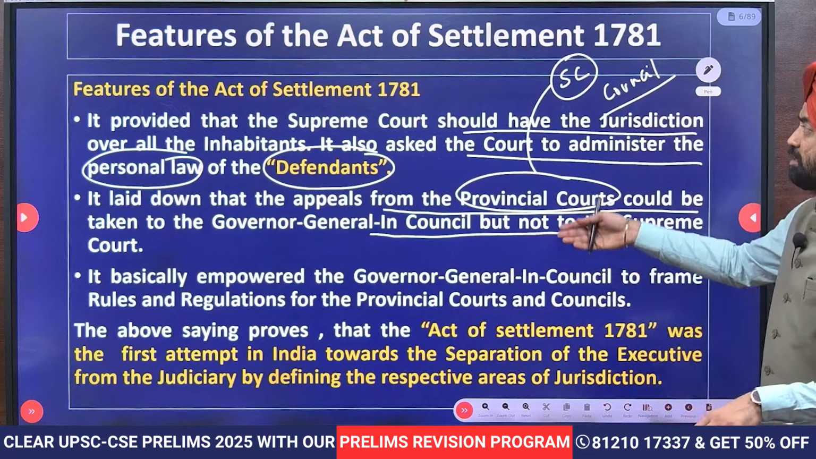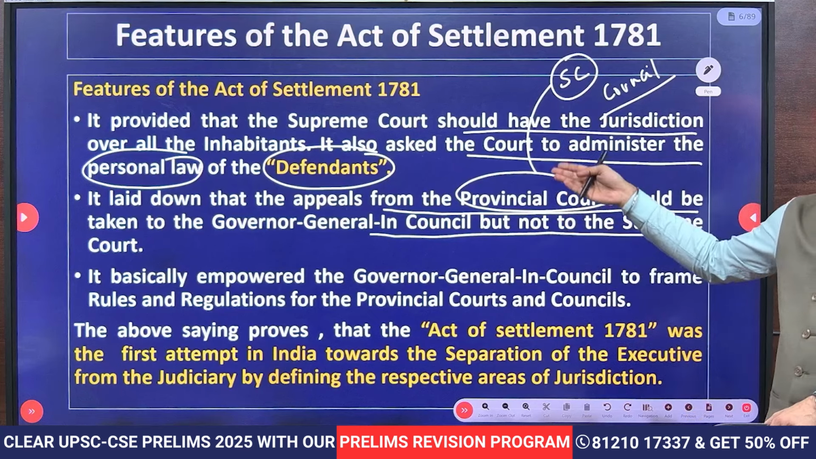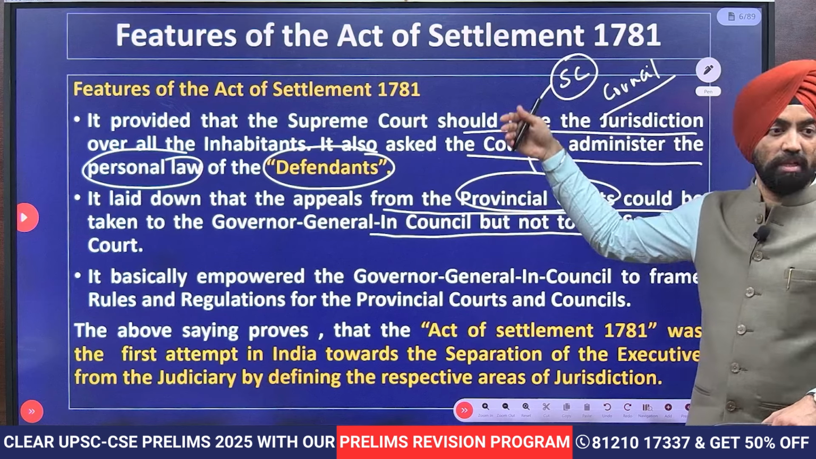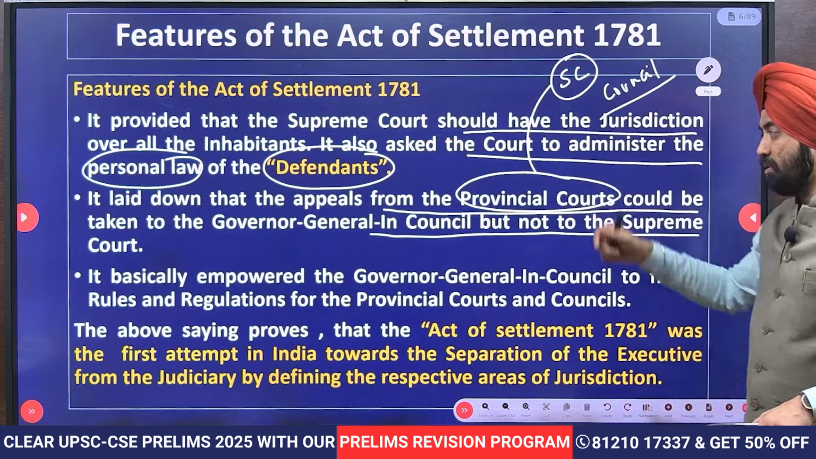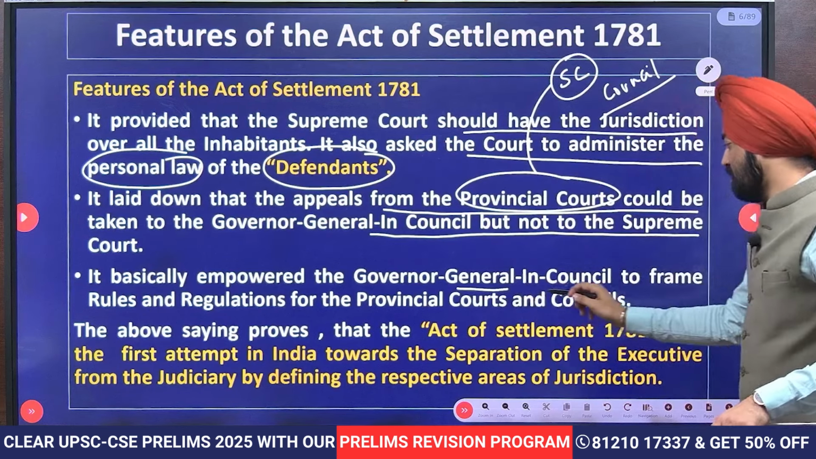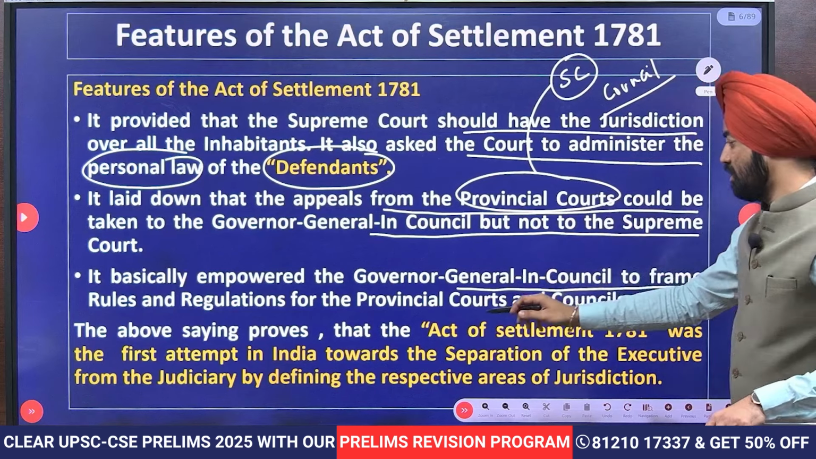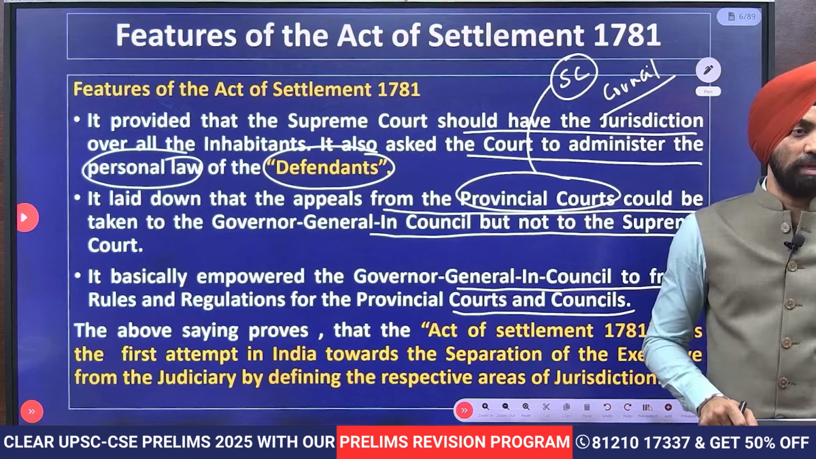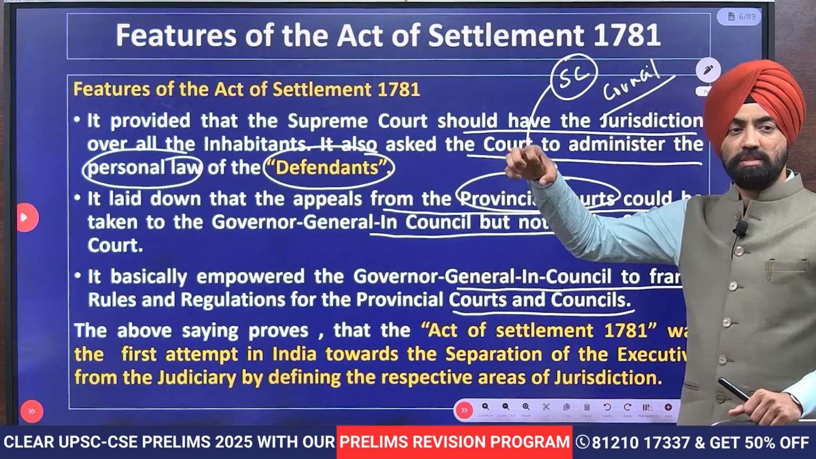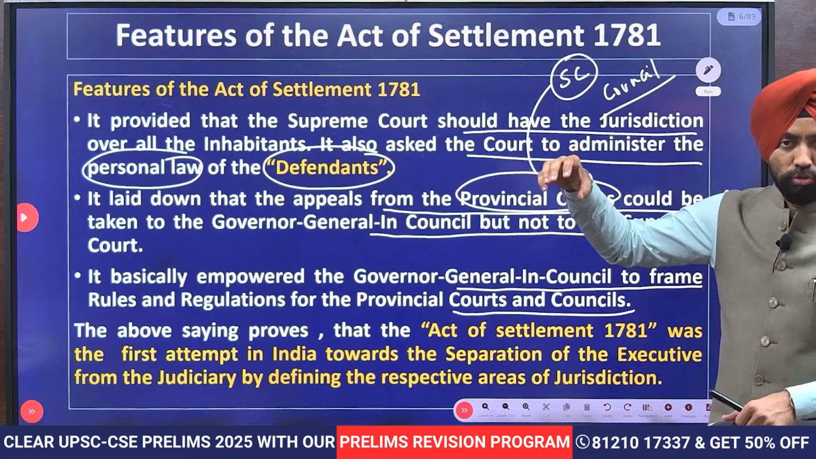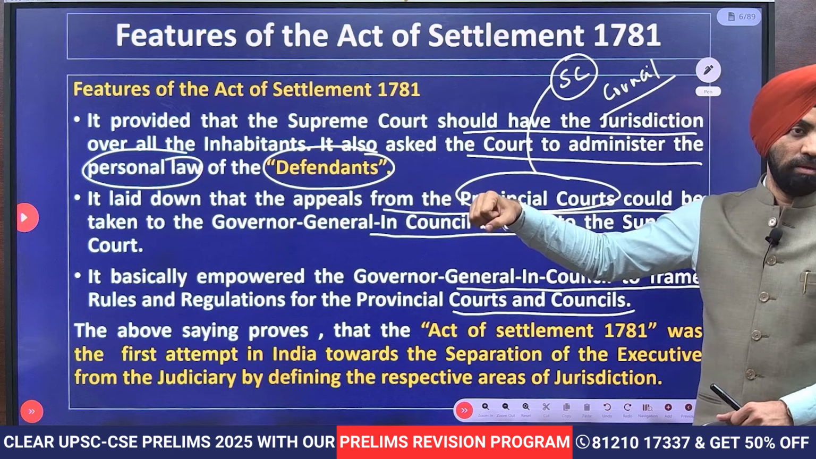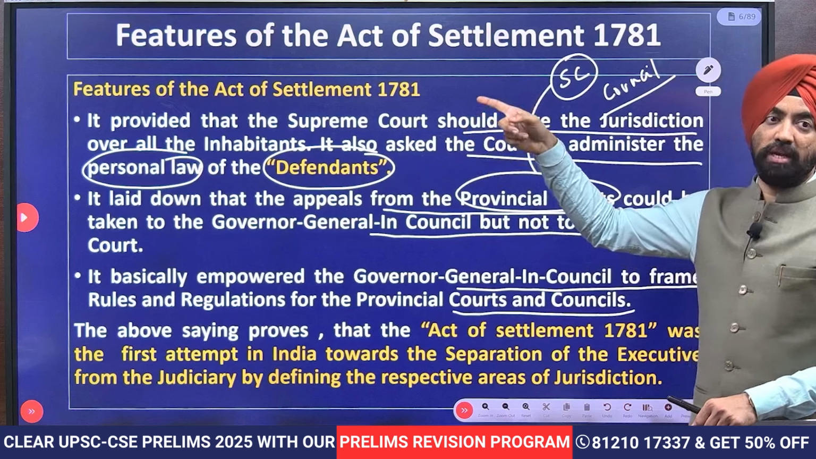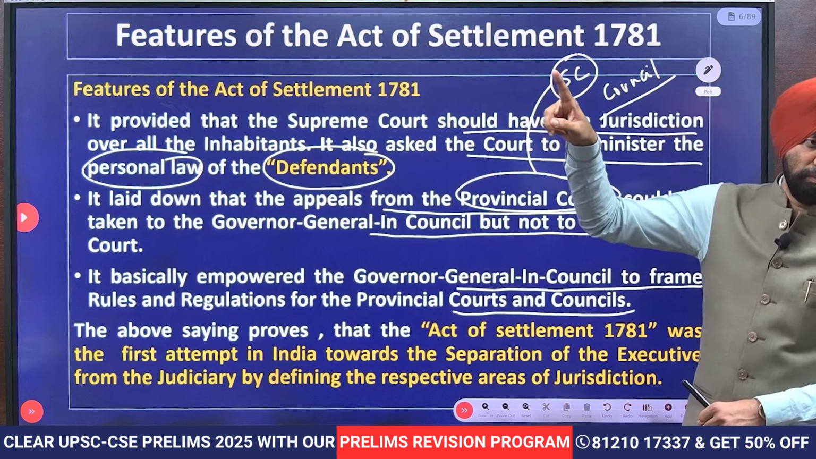But now, as per the Settlement Act 1781, the appeal from the provincial court judgments lay not in the Supreme Court but in the Supreme Council. That's very important. It empowered the Governor General in Council to frame rules and regulations for the provincial courts and councils. So what has happened here? The administration is controlling the judiciary. So do you see separation of powers here? No. So the Act of 1781 goes against the spirit of the separation of powers.